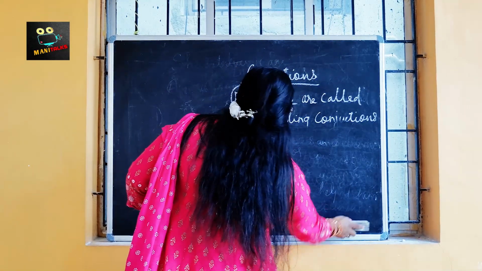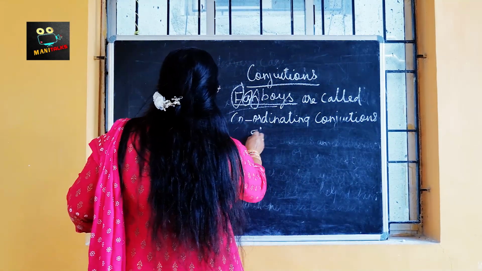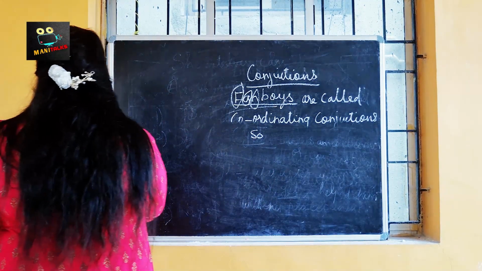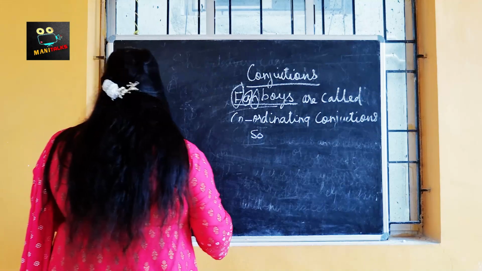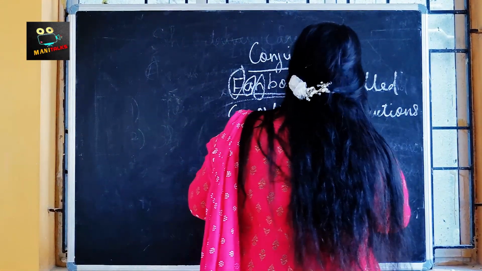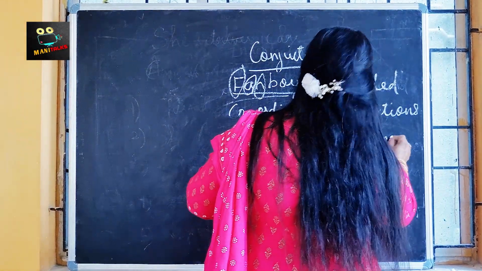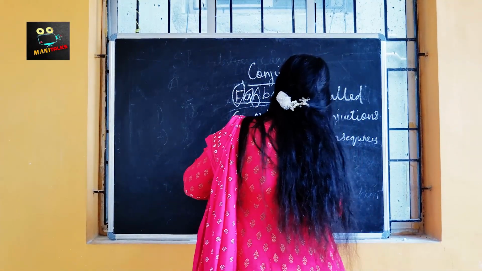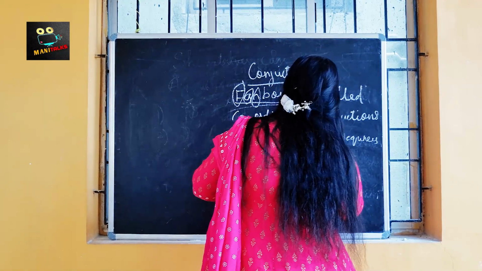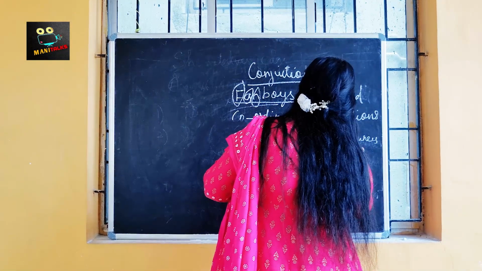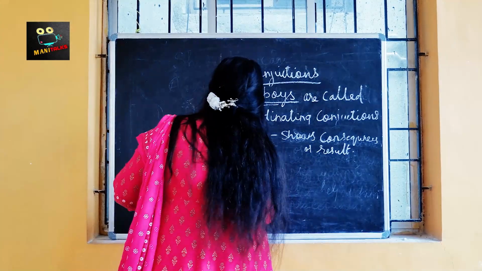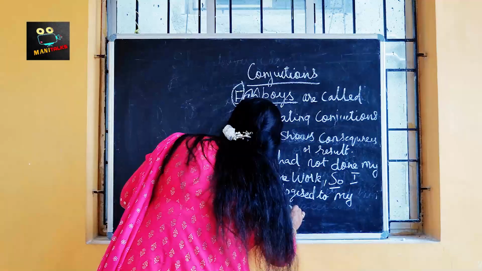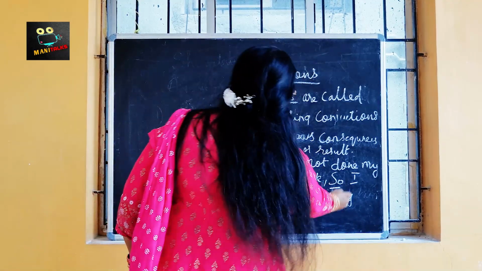So the last and final is S. S is for what? Let me see how smart you are. S is for what? Yeah, S is for so. So shows the consequences or result. That is example. Okay, so is being used here.